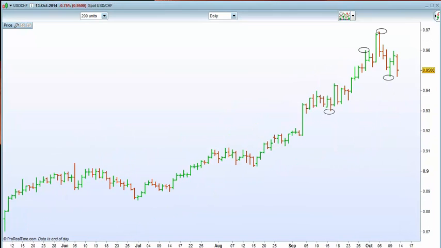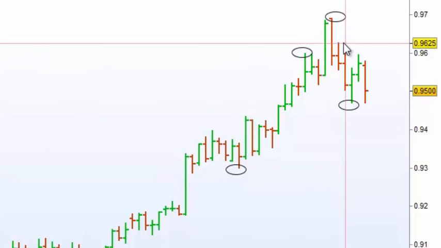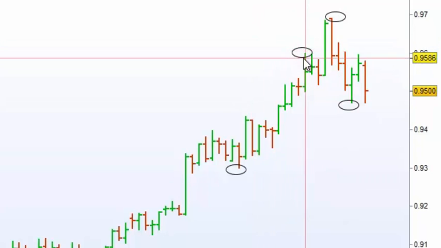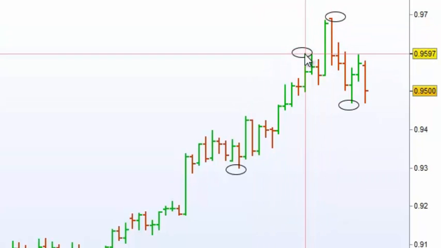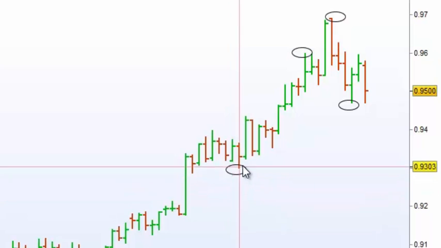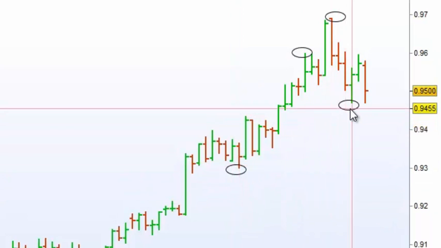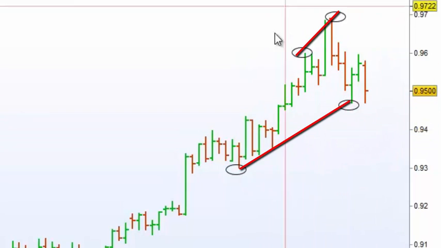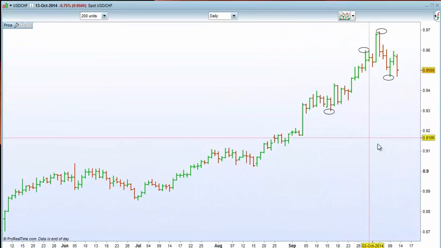Now, let's talk about using swing highs and swing lows to identify a trend. This is the chart of dollar Swiss. I've circled the swing highs and the swing lows, the two most recent on this chart. So you see we have higher highs, right? We have one swing high here and a higher one there. We have one swing low here and another swing low here. So we have higher highs and we have higher lows. Therefore, we would say this market is in an uptrend.